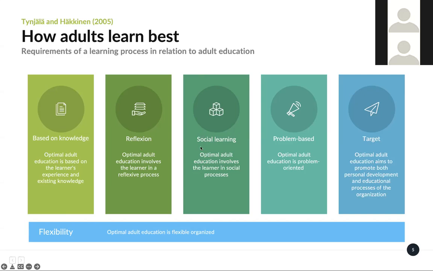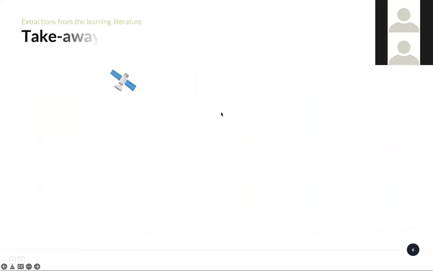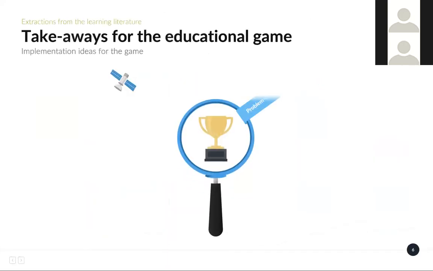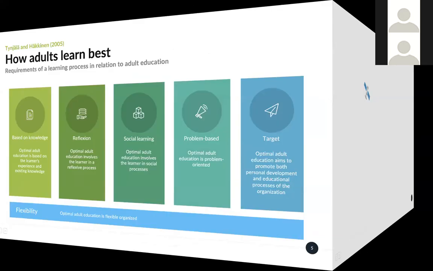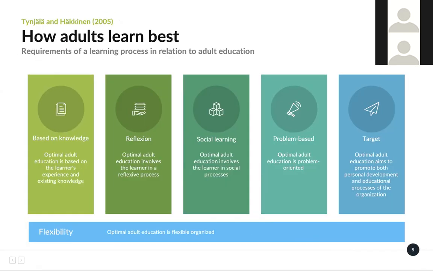Yeah, and that's why optimal adult education also should involve some social processes and interactions, or even competitions. Something like that would be really good. And it should also be problem-based. So, for example, if it's too general, we can't learn. So we need to learn on certain problems, on certain examples.